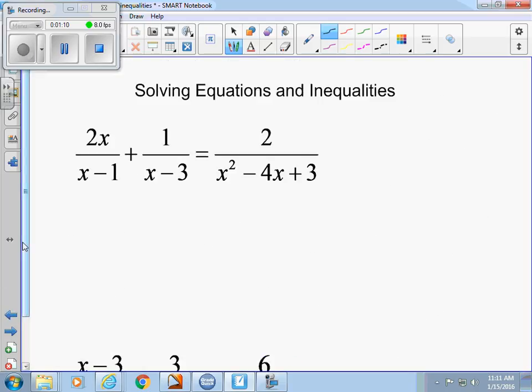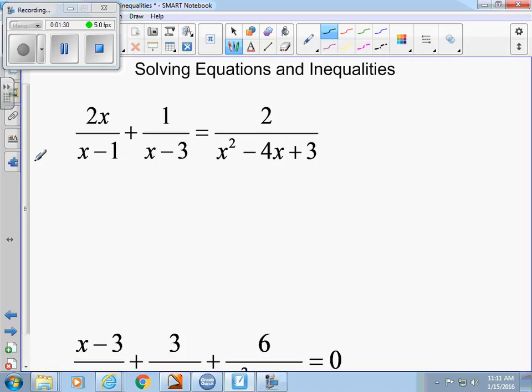Okay, today we're going to learn how to solve equations and inequalities. Emphasis on inequalities. We're going to spend a little bit of time on a few equations, but we're going to spend the bulk of today on inequalities. So what you couldn't do on that worksheet last night, hopefully we'll pick that up today.